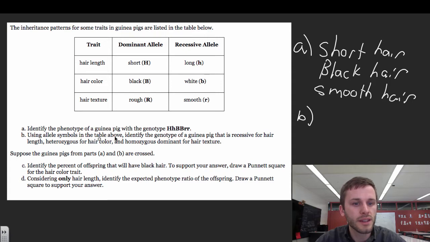Okay, part B. Using the allele symbols in the table above, identify the genotype, genotype being the genetic makeup, of a guinea pig that is recessive for hair length, heterozygous for hair color, and homozygous dominant for hair texture. Big words. So let's break it up step by step. It says that it's recessive for hair length. This is hair length. If it's recessive for hair length, that means we have little h, little h.